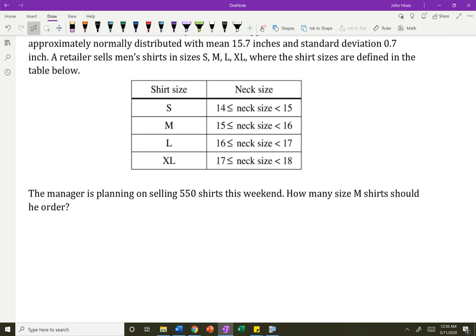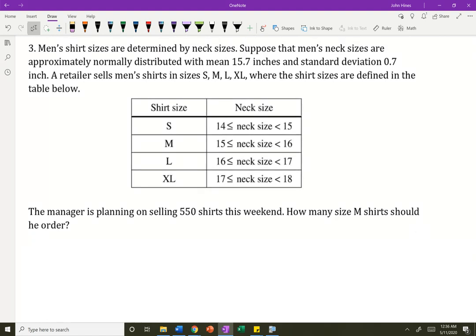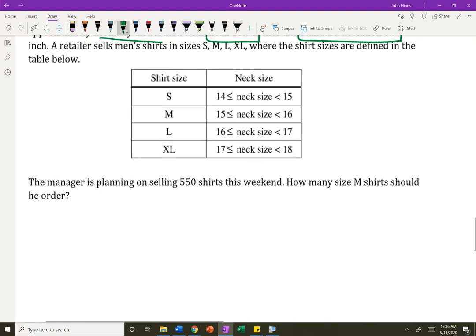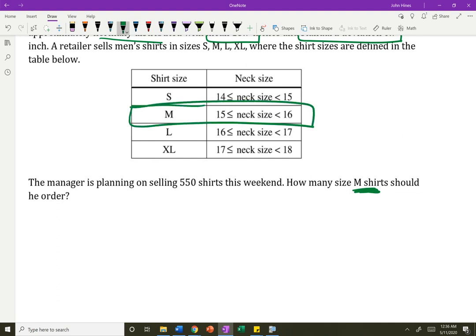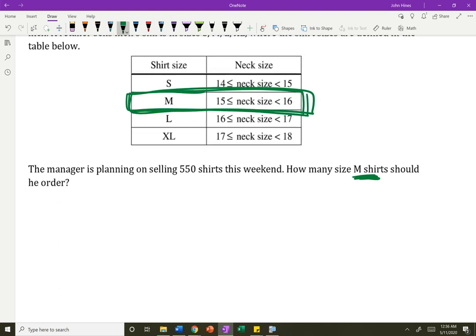Two more problems and we'll call it a lesson. Men's shirt sizes are determined by their neck size. Suppose that men's neck sizes are normally distributed with a mean of 15.7 and a standard deviation of 0.7. A manager is planning on selling 550 shirts this weekend. How many medium shirts should he order? Well, this is telling me I need to know how many medium shirts I have.